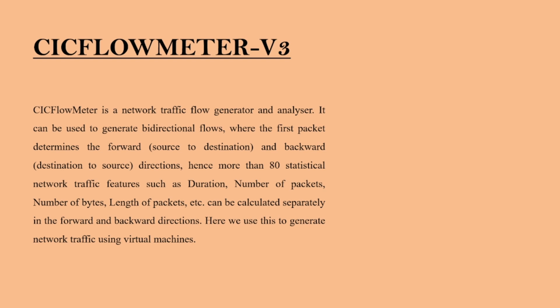The third one, CIC Flowmeter version 3. What is CIC Flowmeter? CIC Flowmeter is a network traffic flow generator and analyzer. It can be used to generate bidirectional flows where the first packet determines the forward, that is source to destination, and backward, that is destination to source, directions. Hence, more than 80 statistical network traffic features such as duration, number of packets, number of bytes, length of packets, etc. can be calculated separately in the forward and backward direction. Here we use this to generate network traffic using a Windows 10 virtual machine.